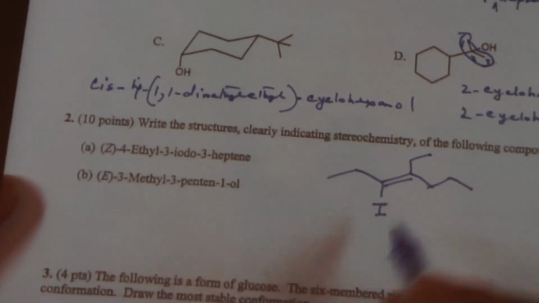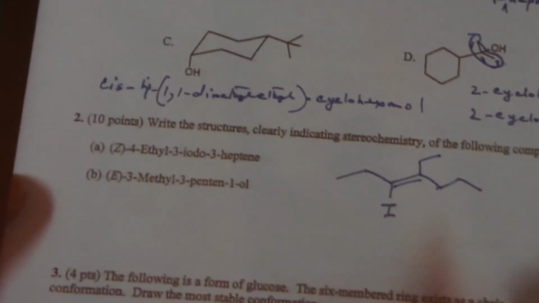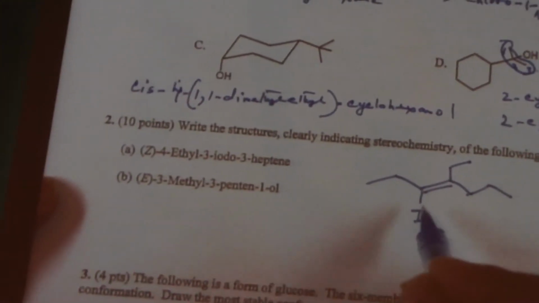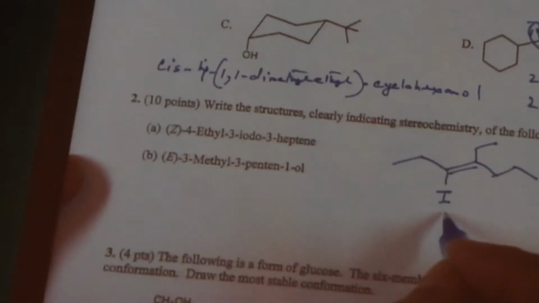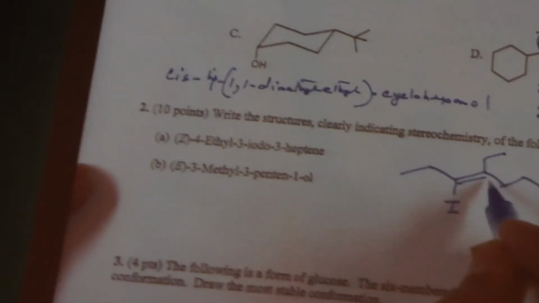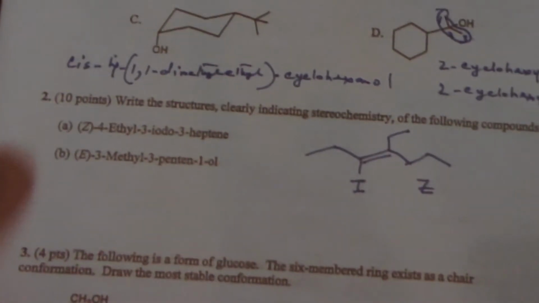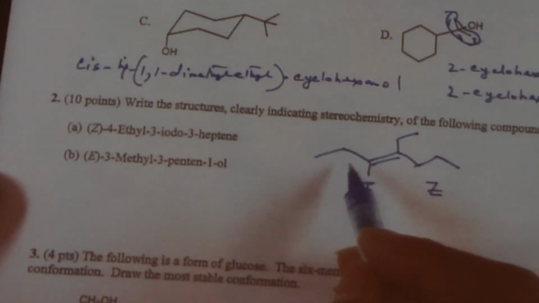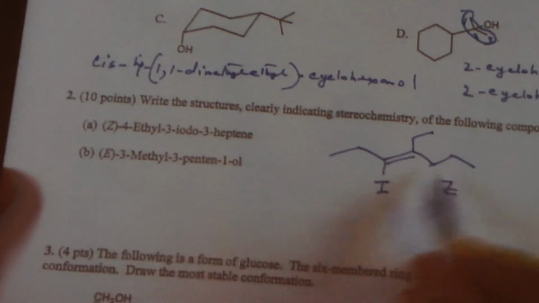Now let's figure out if the one that I have drawn is Z or E. If not, then you can switch them. So in this case, this is higher than the ethyl group. And in this case, this is higher. So what I have drawn is actually the Z structure, because the larger groups are on the same side.